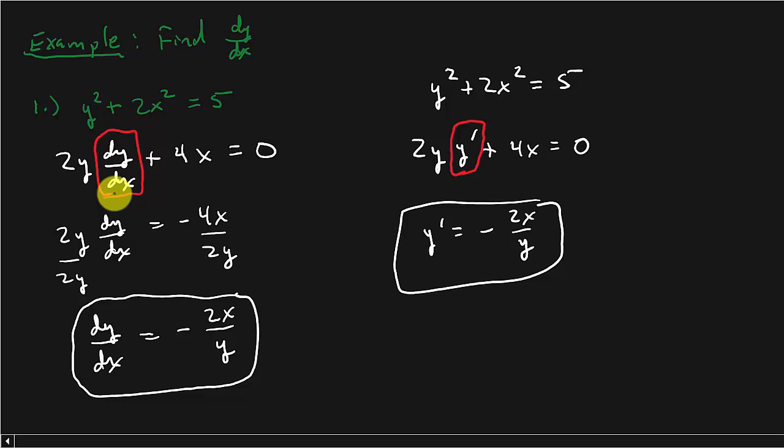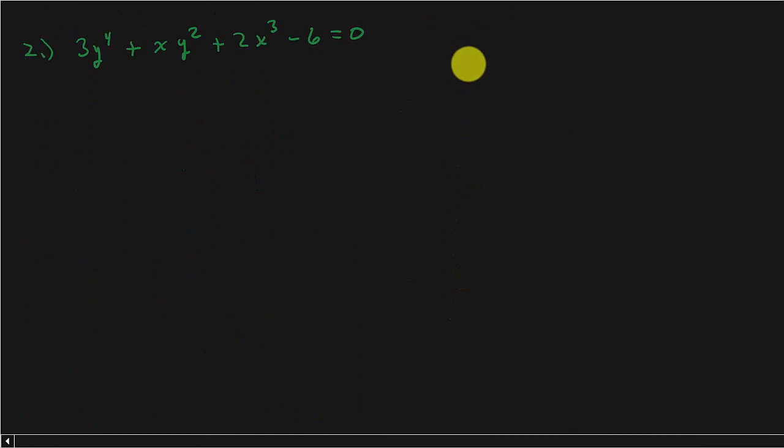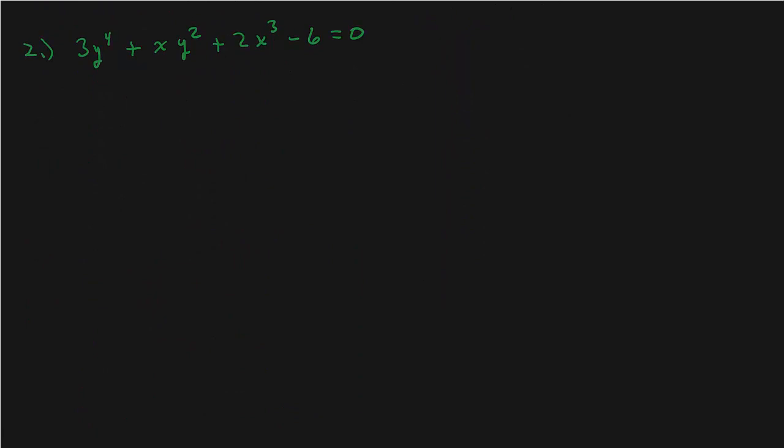So in the rest of these examples, instead of writing dy dx, I'll write y prime. Now look, if you want to write dy dx, that's fine. Nothing wrong with it. Okay? All right. Let's look at our next example.